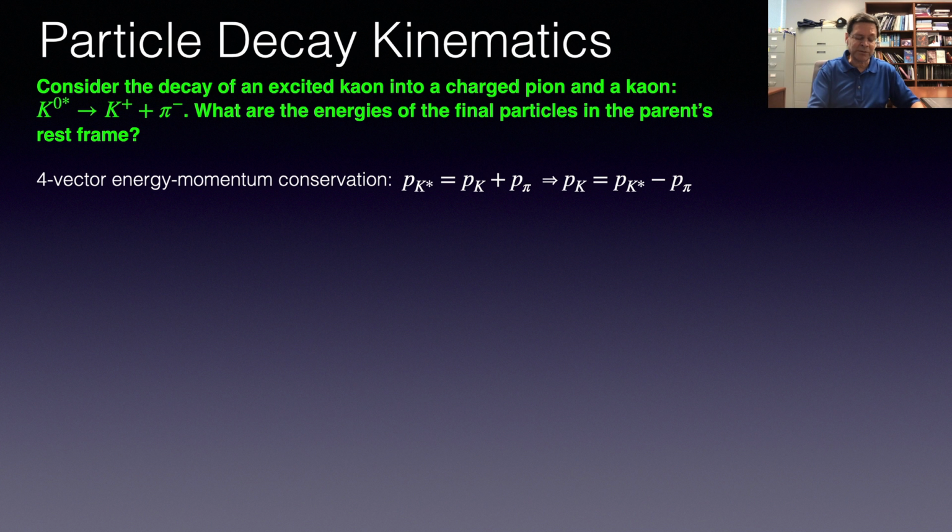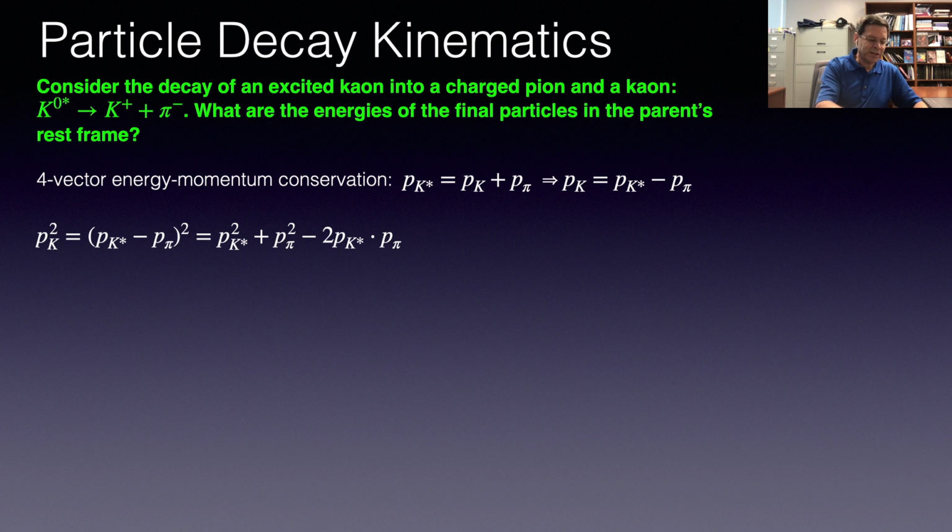But I can rearrange the equation and solve for pK, the 4 momentum of the kaon, in terms of the difference between the parent 4 momentum, pK star, minus the pion momentum, p pi, the other final state particle. So I do it that way, and then I can square both sides. Squaring both sides gives me pK squared in terms of the quantity pK star minus p pi quantity squared, which I can expand out with algebra as pK star squared plus p pi squared plus twice the cross term pK star times p pi, where this times is a 4-vector dot product.